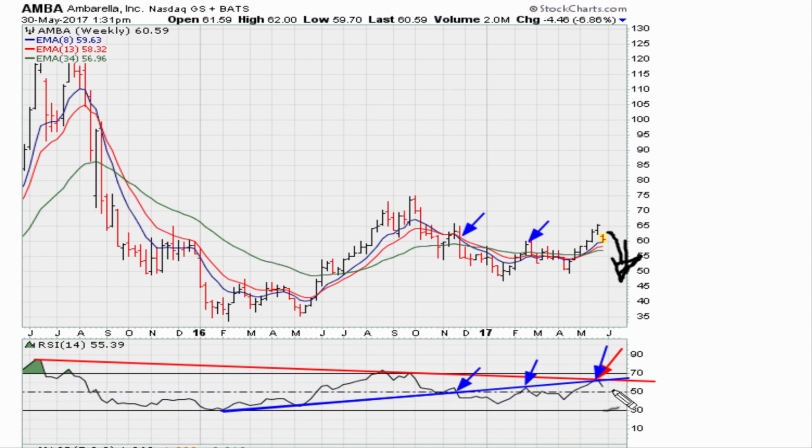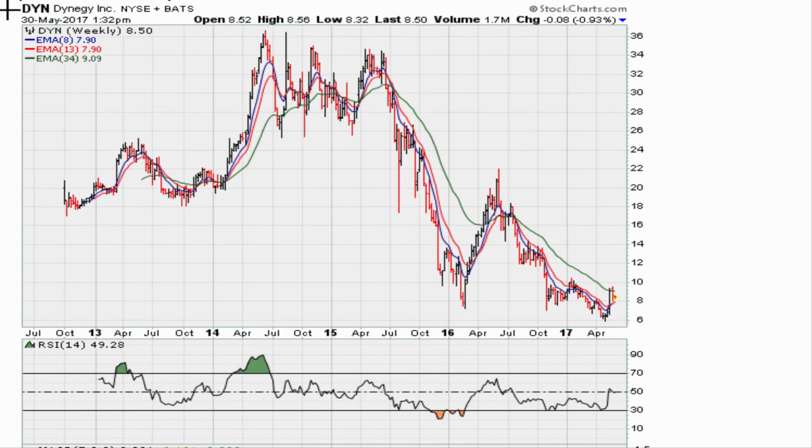So for now, until the stock can move above these two lines, chances are you're stuck in a sideways to down market. And we can see another example, DYN. This is all weekly data. And here we can see, if we take the topside of the weekly RSI, that two to three weeks ago the stock hit that line and has since coiled back.